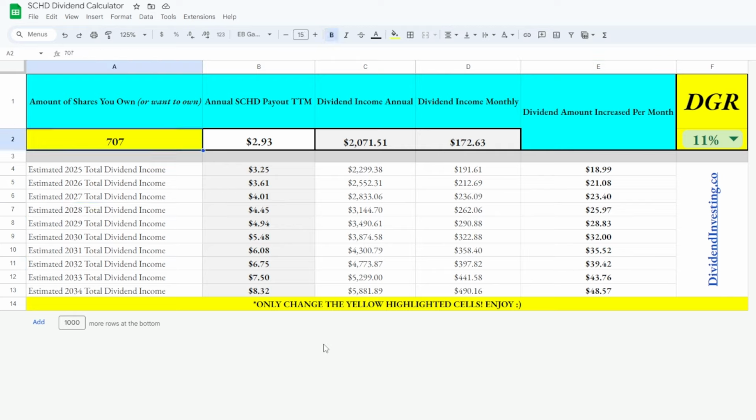And this is just based off the shares I currently have. This is not saying that I'm not going to buy another single share, which, as you guys probably guessed, I'm going to buy a whole bunch more SCHD in the upcoming weeks, months, and years.